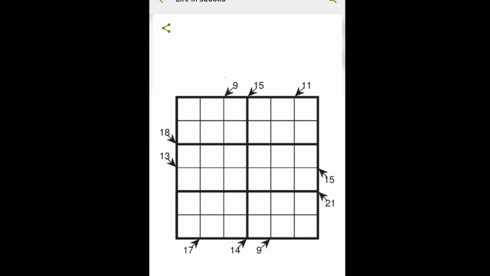There is an arrow given and a number given, and the arrow is drawn in one direction. So the cells which come in the direction of the arrow, the sum of those numbers should be equal to that given number. So this should be equal to 9. So this cell and this cell, the two cells' sum should be equal to 9.